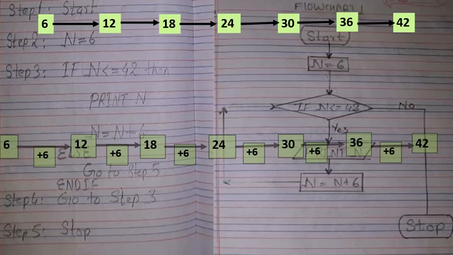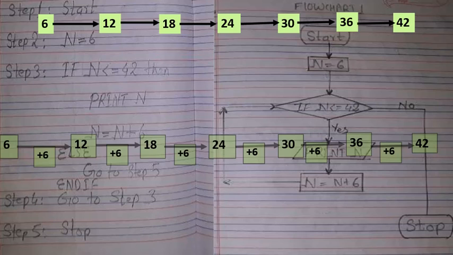Now in step 3, if n is less than or equal to 42, here what does n represent? n represents the value stored in it, that is 6. So is 6 less than or equal to 42? Yes, true. Therefore it will go to the then statement, that is, print n and n is equal to n plus 6 will be executed.